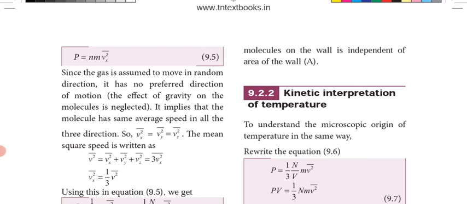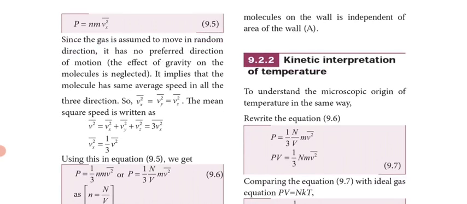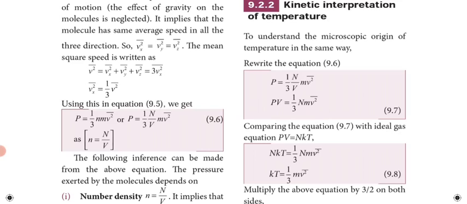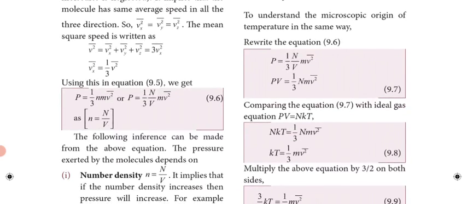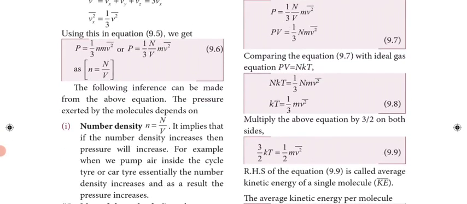And next, followed by this, with the same equation, we are going to look at the kinetic interpretation of temperature. To understand the microscopic origin of temperature, in the same way we can rewrite the equation, that is P is equal to 1 by 3 N by V m v square, right? So in this, if we multiply with the volume, you will get PV is equal to 1 by 3 N m v square. So we are comparing with the ideal gas equation, that is PV is equal to nRT.